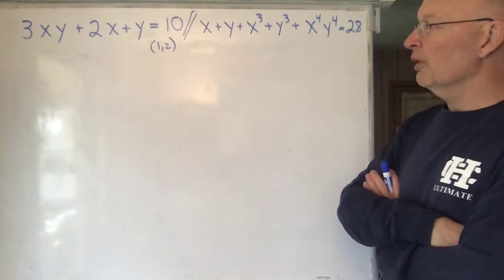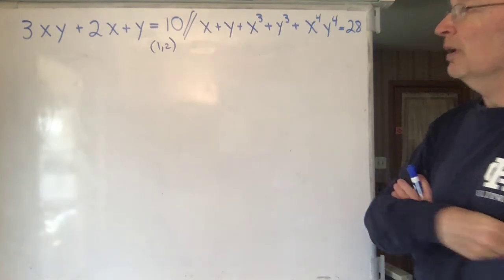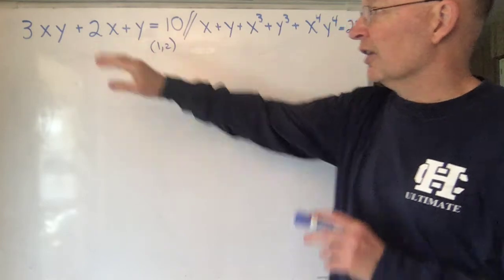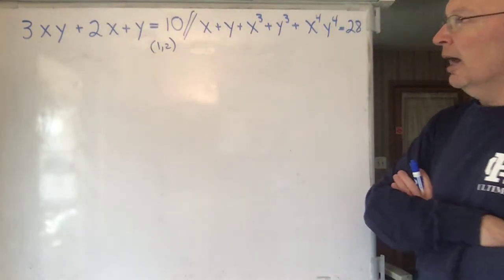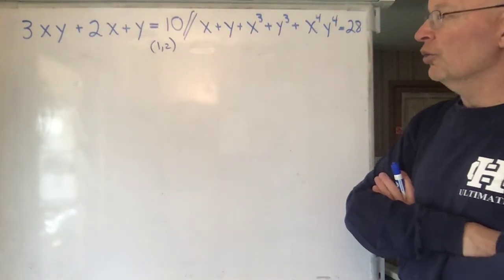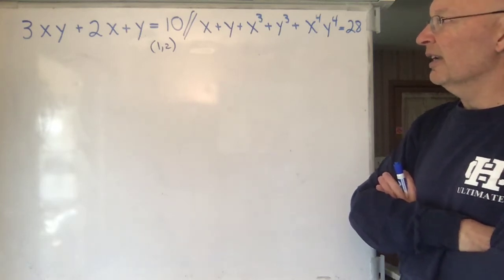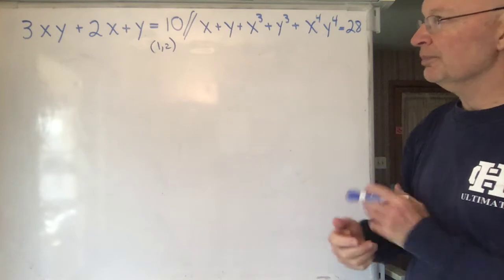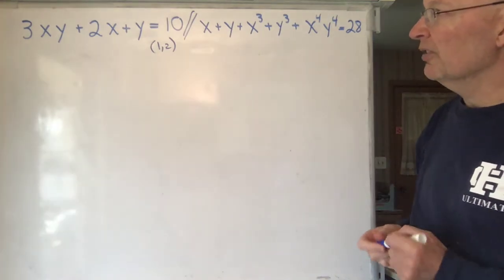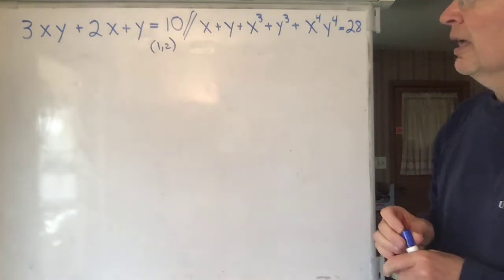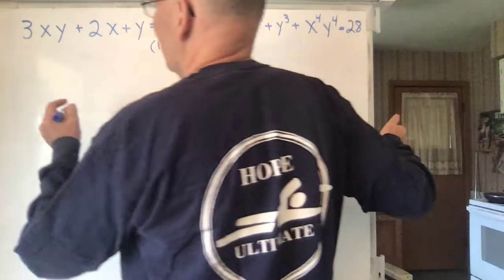So suppose we're interested in what's the slope of the graph of this function at the point (1, 2). Say we wanted the tangent line, the tangent line at the point (1, 2). How would we find it? Well, one way is to first solve it for y, and let's go ahead and do it.